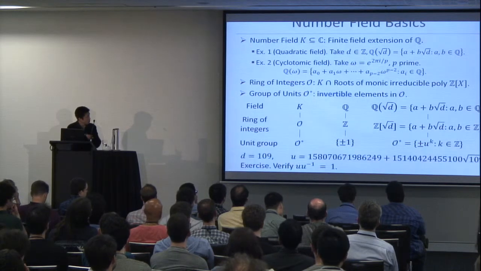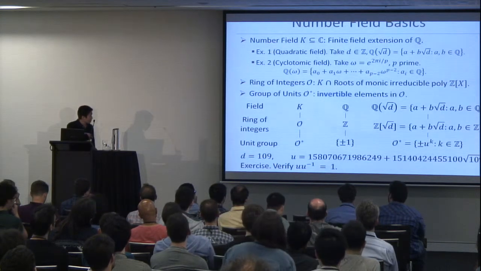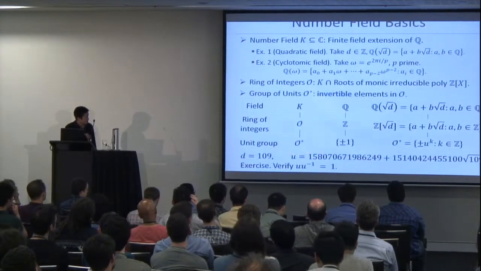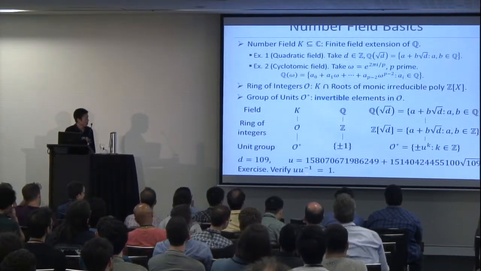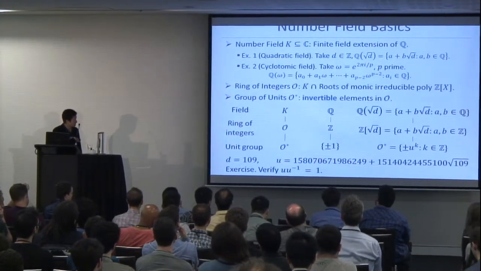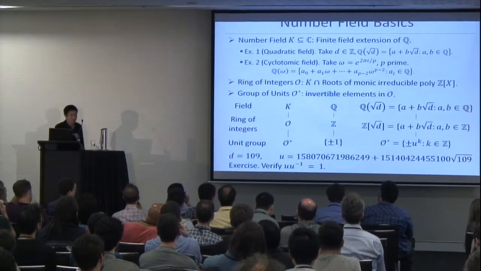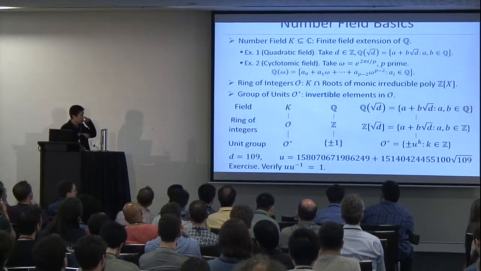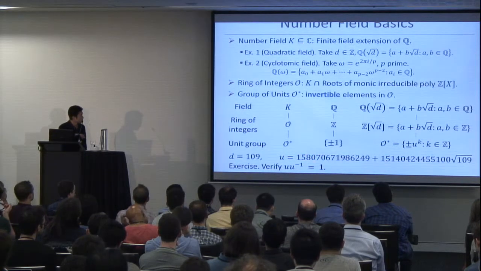For example, if we take d to be 109, then this special unit will look like this. You can verify it is indeed a unit. You don't need to see exactly what these are, but you can probably tell the unit has many more digits to write down compared to the input, which only has 3 digits. So this is indeed a non-trivial issue to properly represent the unit group, and I'll say more about this later.